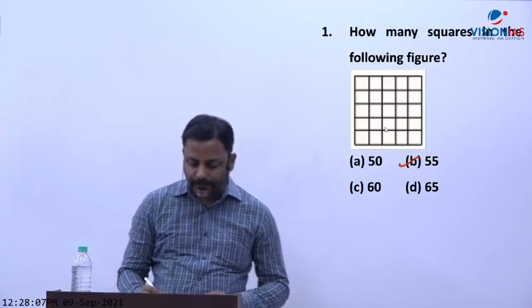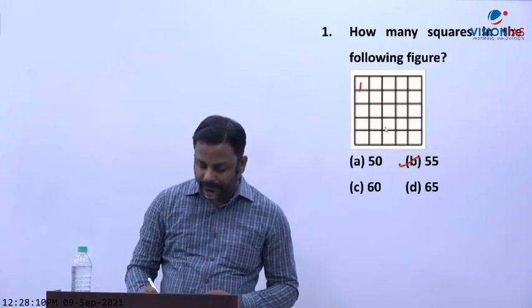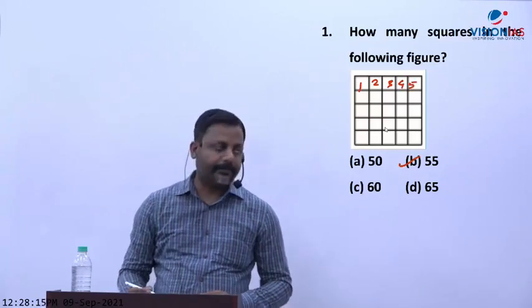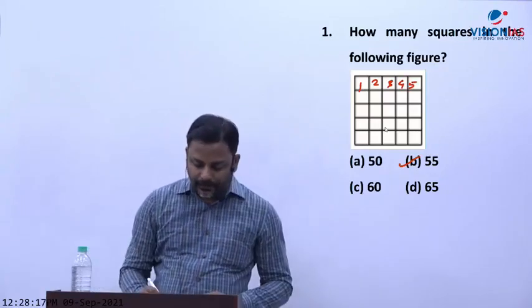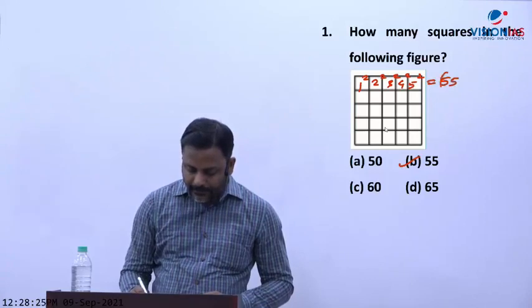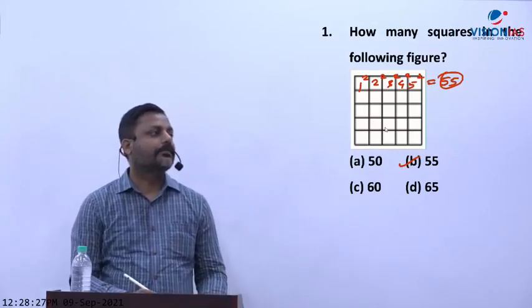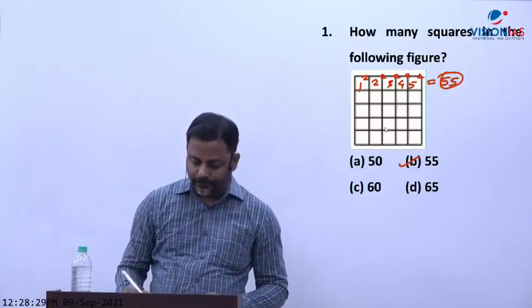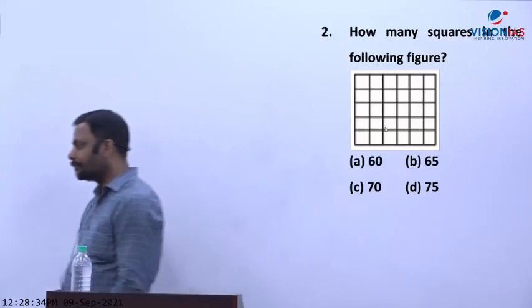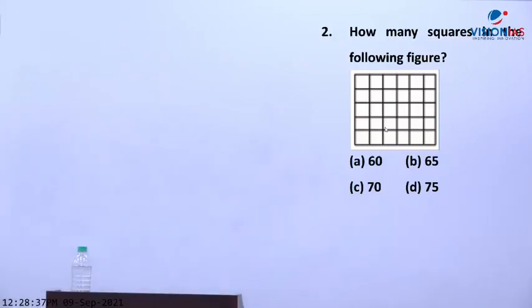Yes, it is very simple. Since the bigger figure is a square of how many small squares? 5 by 5 of small squares. So what we will do? We will put a square on each of the values and then add them. Adding them, we will get 55. So answer of first question is 55. Now, how many squares are there in the following figure?